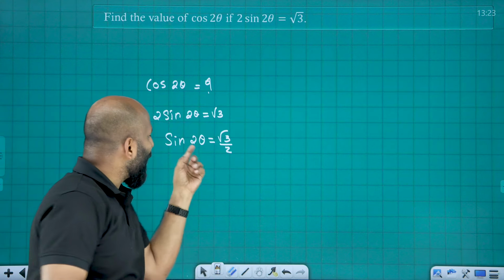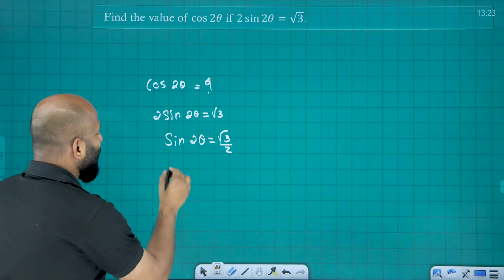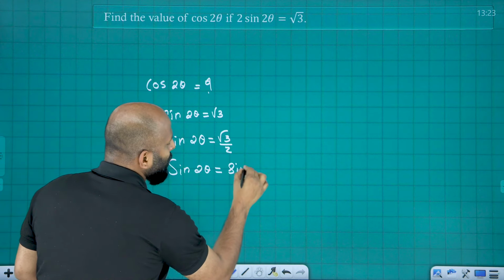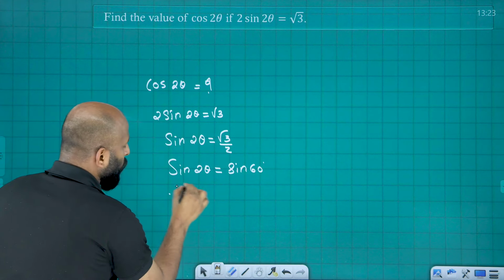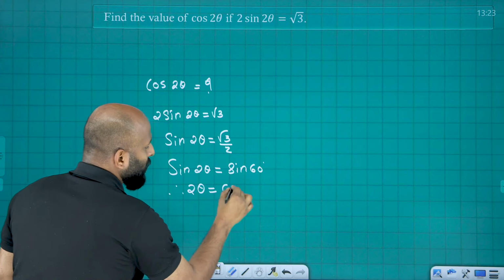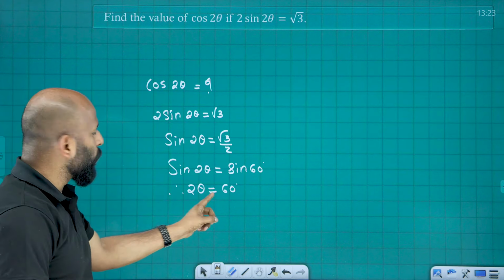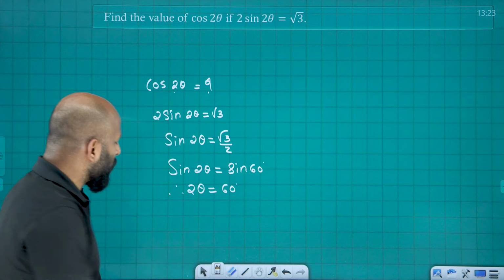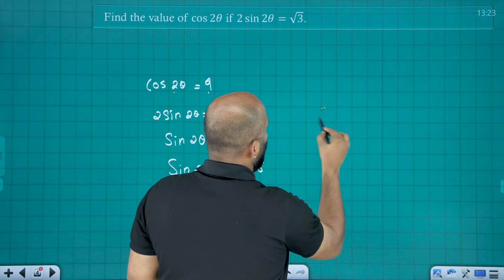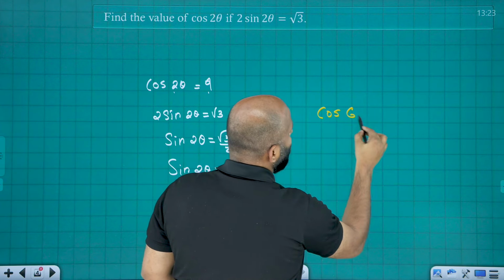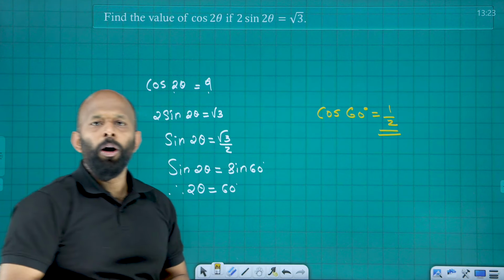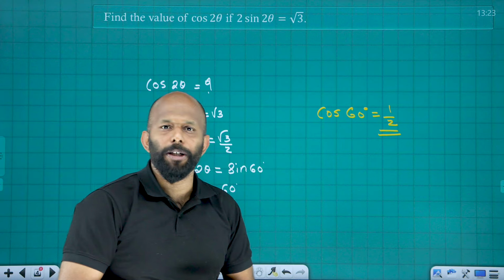Then tell me, at which angle does sin give root 3 by 2? Yes, 60 degrees. Sin 2 theta is equal to sin 60 degrees. Therefore 2 theta is equal to 60 degrees. Now they are asking to find the value of cos 2 theta. The 2 theta value we already have, so cos 2 theta is cos 60 degrees, which is equal to 1 by 2. Hope all of you understood this question.